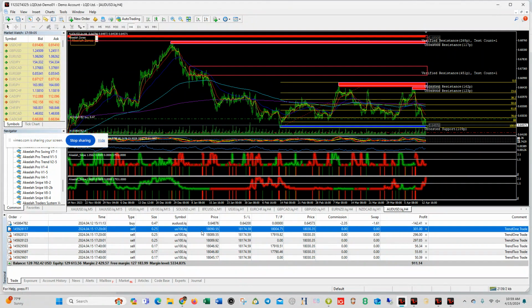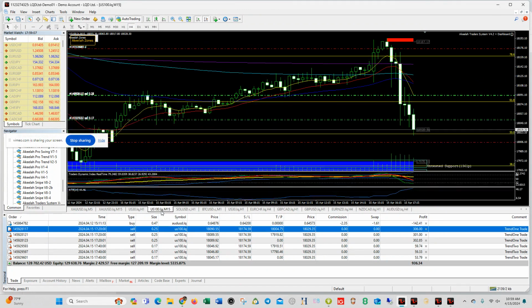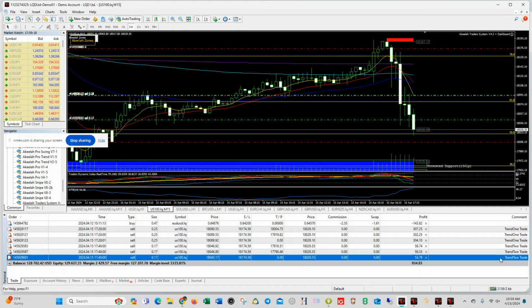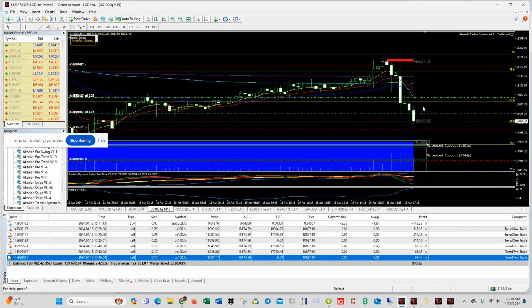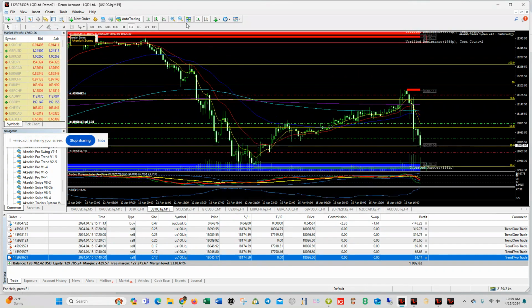So let's take a look at this next one here. NAS 100, we're in a sell. We're trading this one on the 15-minute time frame. This is our trend strategies. We're in a trend 1 and a trend 2 sell on NAS 100. Looks like our trend 1 and 2, yeah, both are active trades. We've not hit the first take profit targets yet on those.